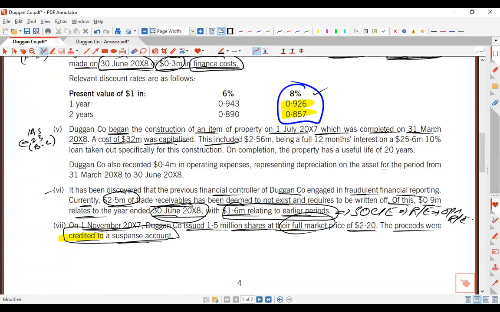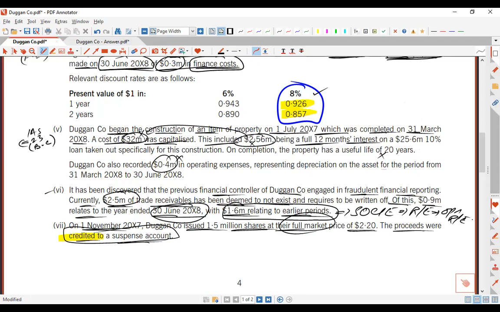This includes 2.56 million, 12 months interest. This amount is included in the 32 million. If this amount is incorrect, the total amount would be incorrect. If the total amount is depreciated, the depreciation amount would be incorrect. All these things have now happened. We have to adjust it.